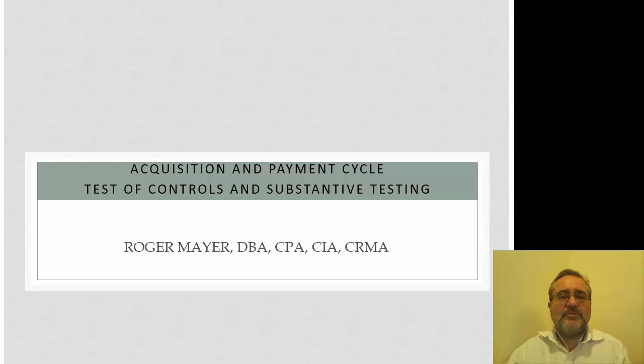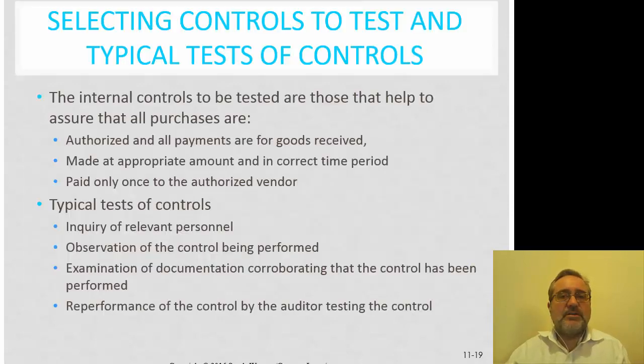In this lecture, we're going to be focusing on test of controls and substantive testing, specifically related to the acquisition and payment cycle. Keep in mind that the test of controls is a part of the control risk assessment that we do that is a part of the risk of material misstatement. The auditor needs to determine to what extent they're going to be relying on the controls within the organization as they determine the nature, timing, and extent of the substantive procedures.